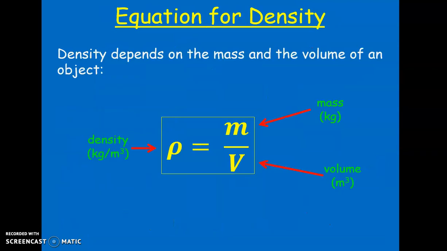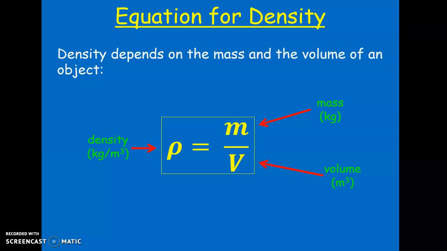Here's the equation for density. This is one of the equations that you need to be able to use in the exam. You'll notice here that density has a letter P. In fact, that's actually not the letter P. That's a Greek symbol called rho.